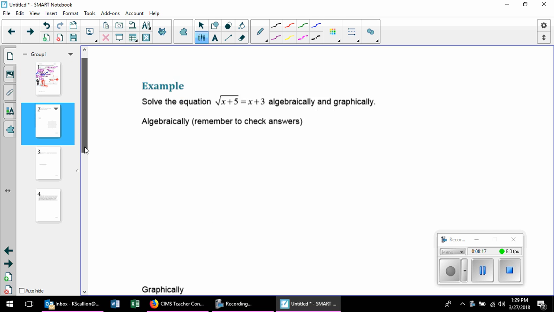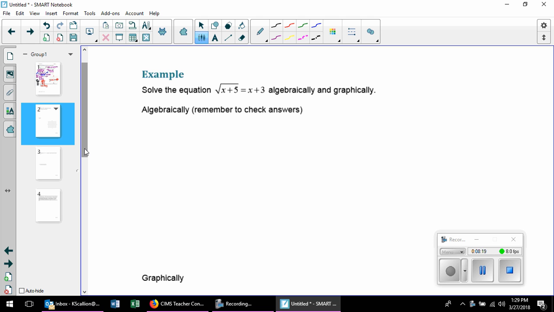All right. So we're solving algebraically. Step 1, isolate the radical. It's already isolated. That makes me feel better. Step 2, square both sides. Okay, a little piece of the math teacher died.